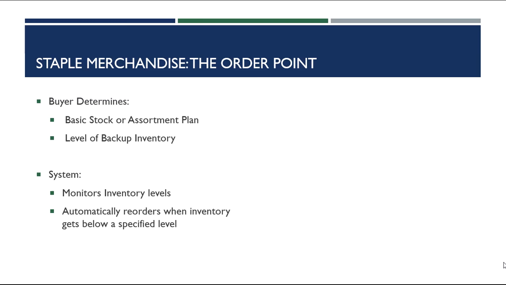So when you are trying to set the safety stock for staple merchandise, you are working with what we call the order point. And with the order point, it's done mostly automatically by the system, but as a merchandise buyer, there's a few things that you have to do first. You do have to determine how much you plan to have in your basic stock. And then you also have to determine the level of inventory. Those two items are done by a human employee, so a person is actually working the numbers to try to determine how much safety stock we need. Once that's entered, the system is going to monitor your inventory levels and then automatically reorder product when the inventory gets below a specified level.